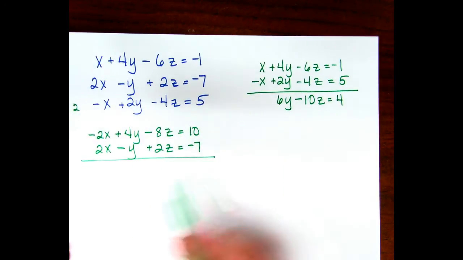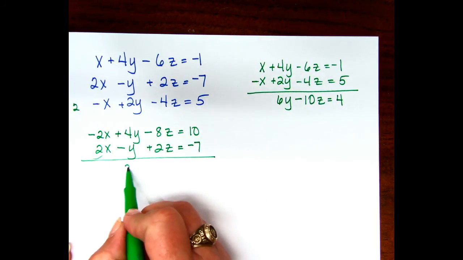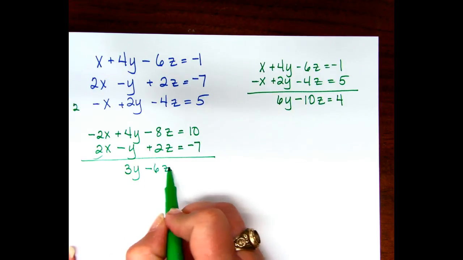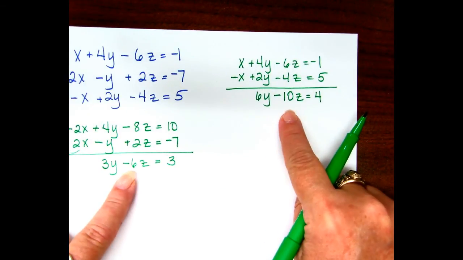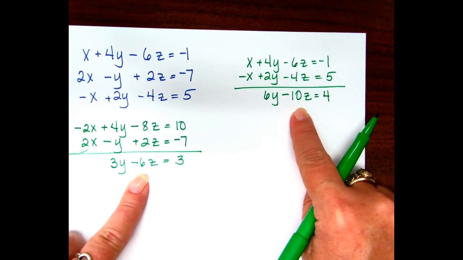And now I'm going to combine these two. That's 0. That's 3y. That's negative 6z. And that's 3. Yes? Now I have two equations with y and z. And now I kind of start again.